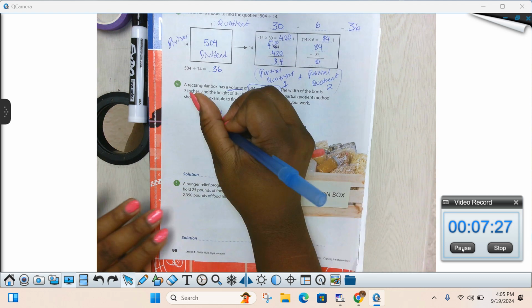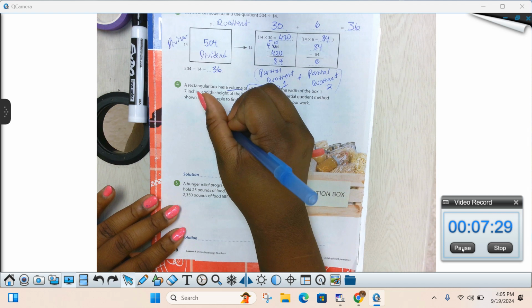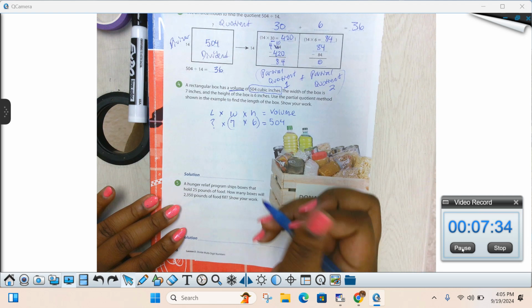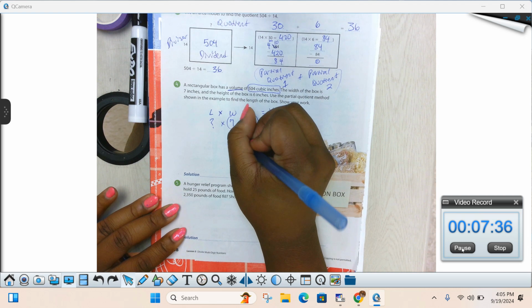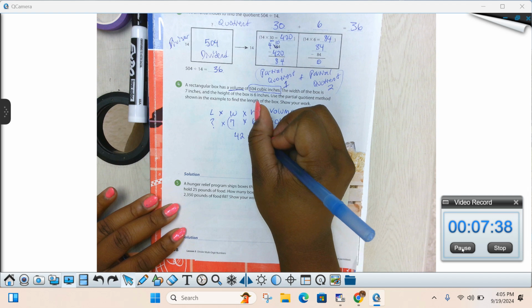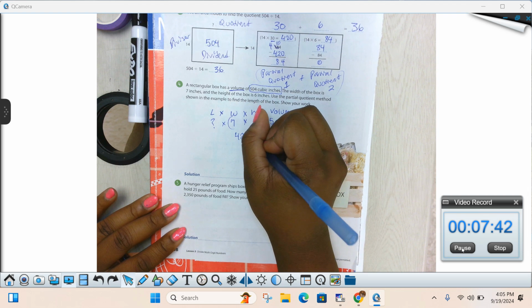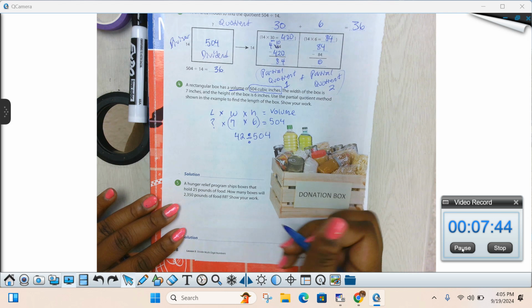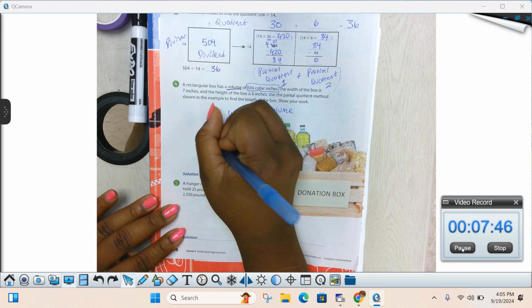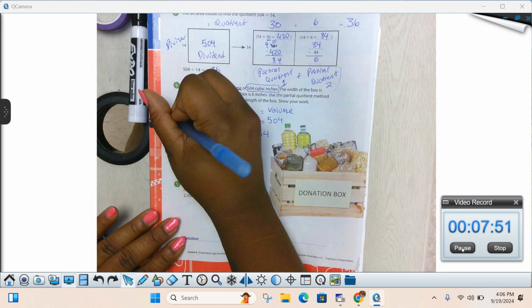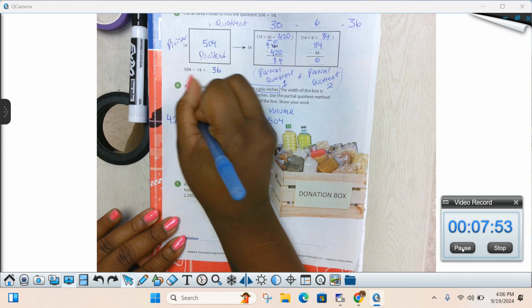So, looks like we don't know what this is. What we are left to do is multiply the two numbers we do have. 7 times 6 gives me 42. So now we know we're doing 504 divided by 42. And that will give us the length. So I'm going to go ahead and set up a long division.